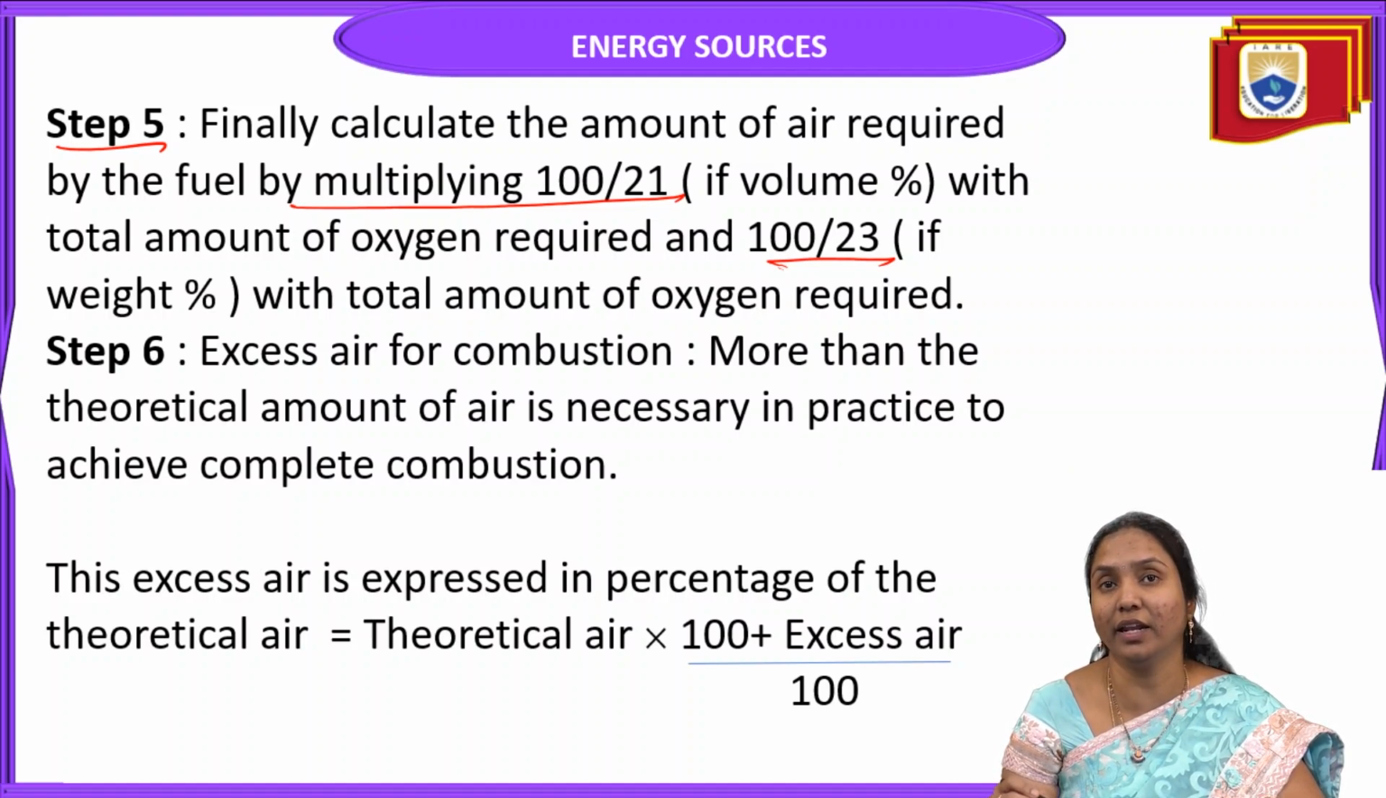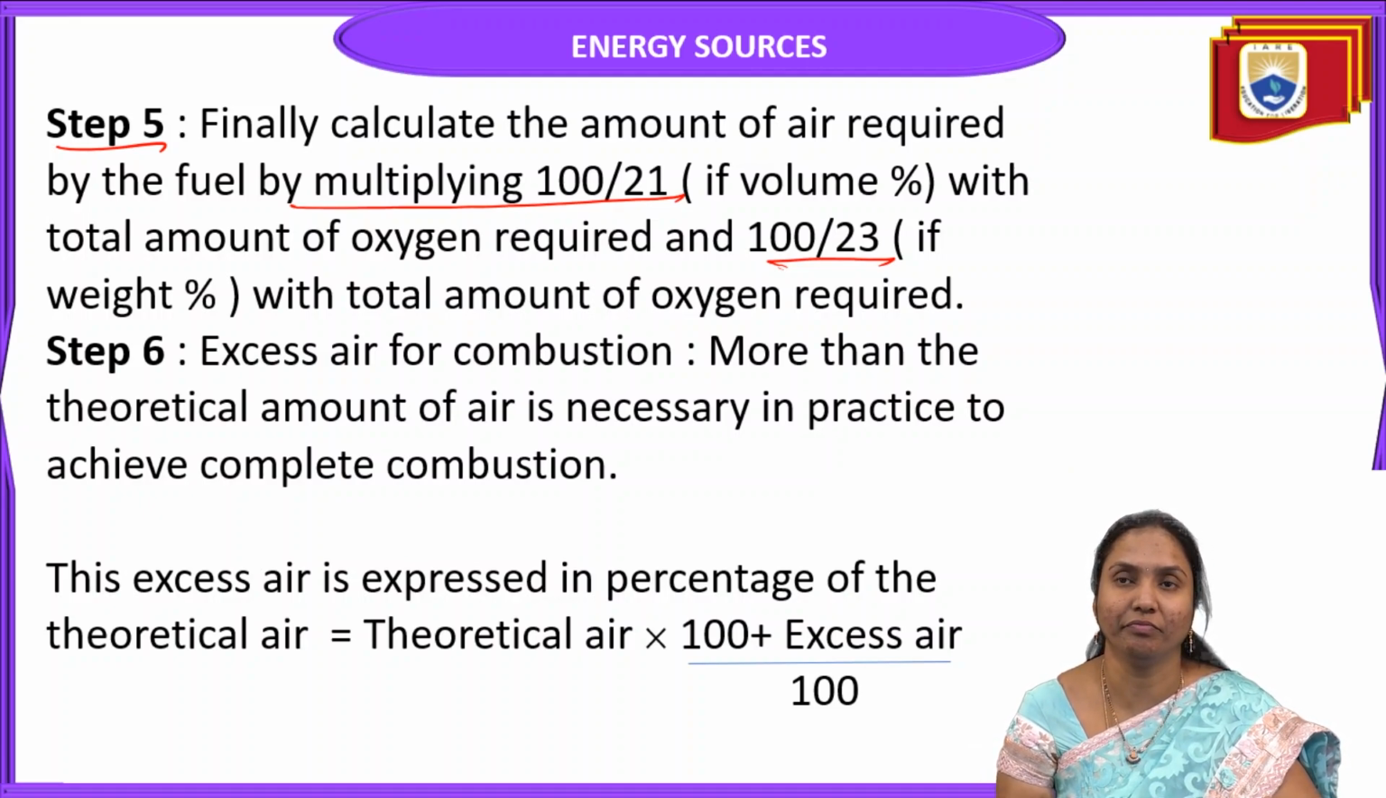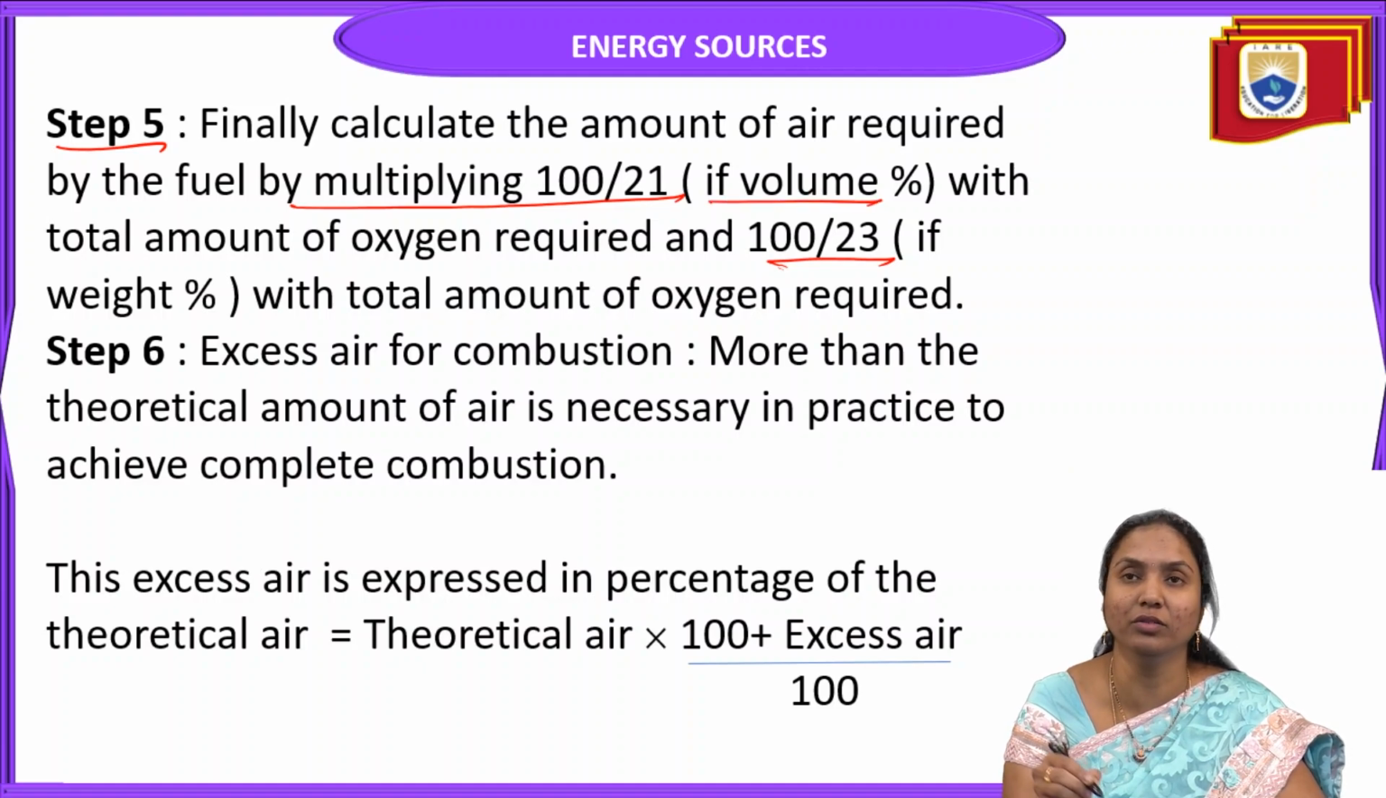Generally, air contains 21% of oxygen by volume. Air containing 21% of oxygen means we are taking it by volume. So we can write here 100 by 21 with the amount of oxygen required.